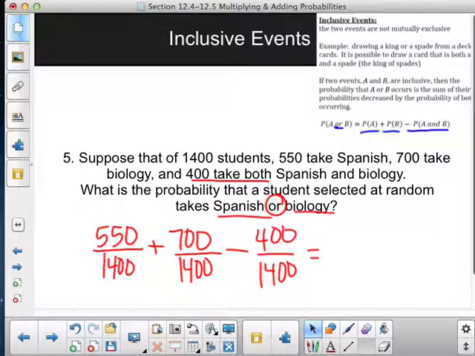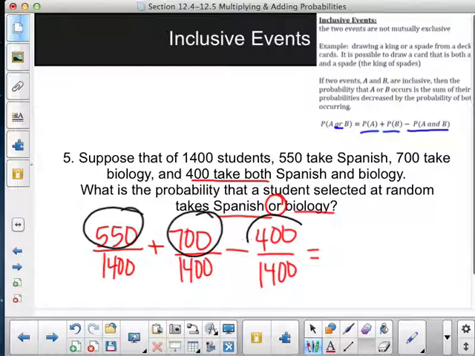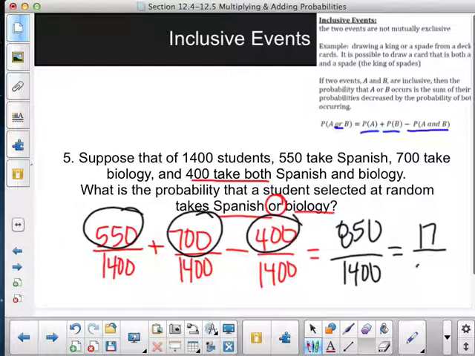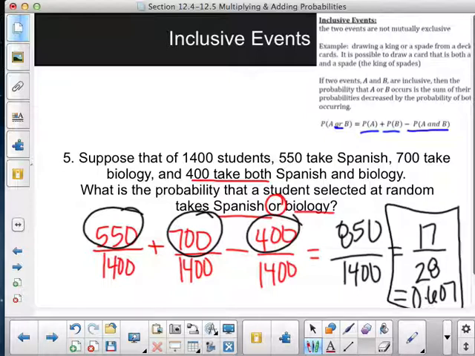So I would add them together: 550 plus 700 minus 400. When you do that, you get 850 over 1,400. If I reduce this fraction, I get 17 over 28. And if I divide it out, I get 0.607.